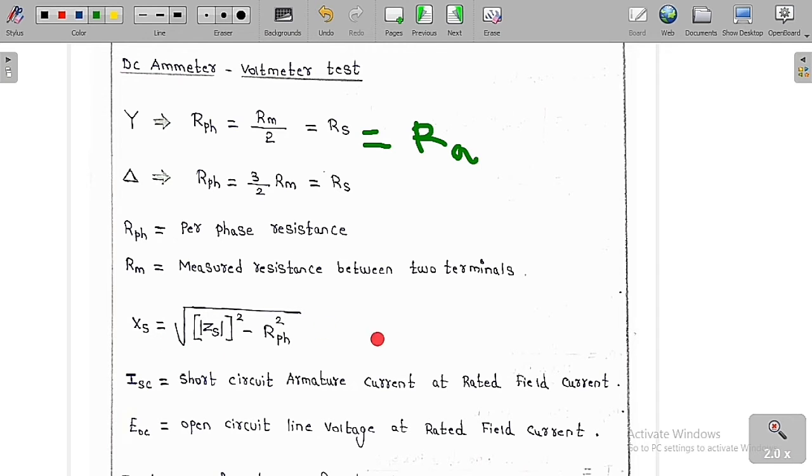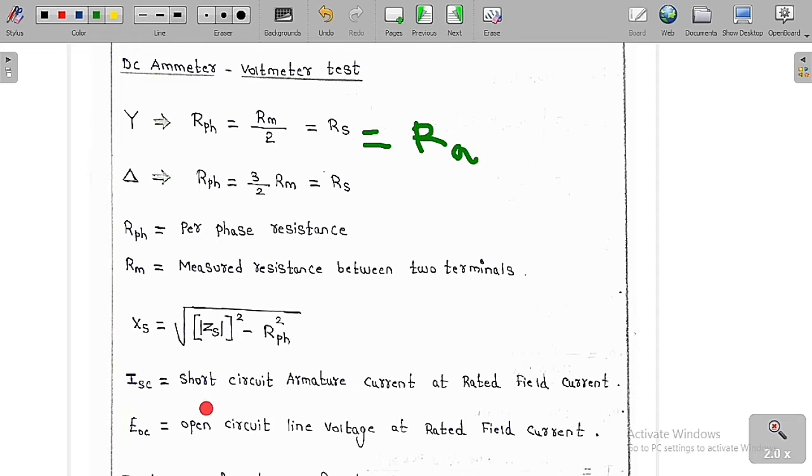Then what is the value of Xs? Xs is equal to the square root of Zs magnitude whole square minus R phase whole square, because we know the value of Zs from the previous equation. R phase we can easily figure out with the help of the DC ammeter voltmeter test. So if you solve here, we are going to get the value of Xs also. This is the way that we have to find the value of Zs, Ra and also Xs with the help of this test.